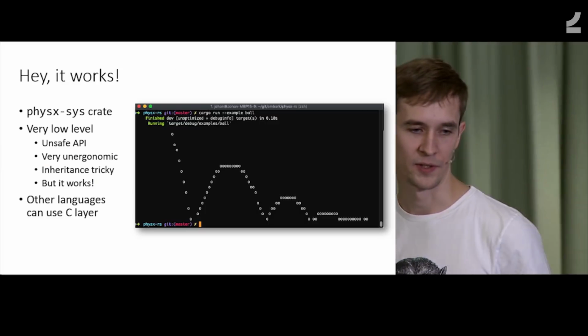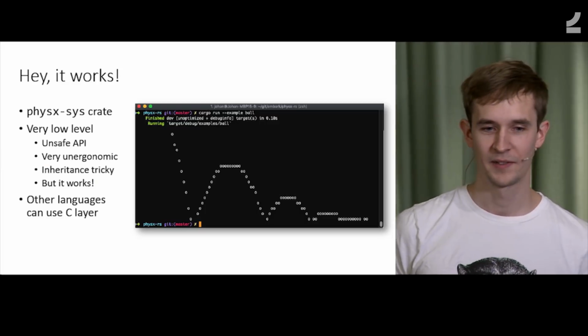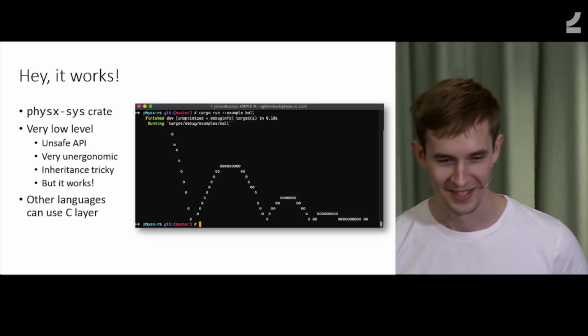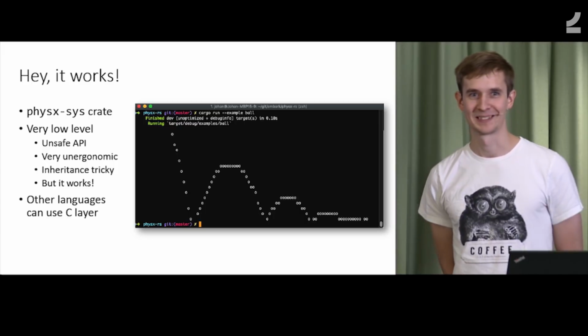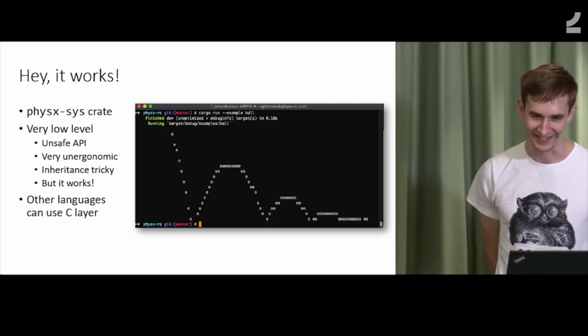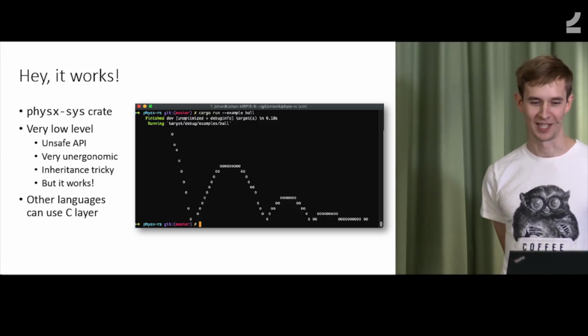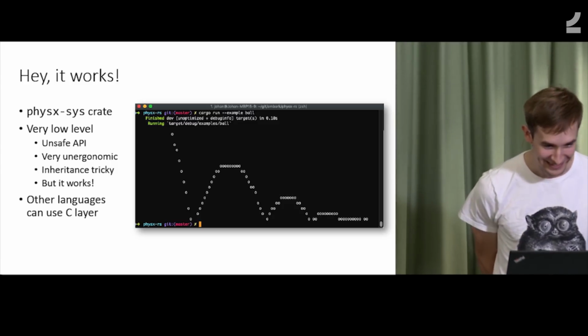So using those tricks, we managed to generate this physx-rs crate, which gives this lovely example of a bouncing ball. And you can tell that no graphics programmers were harmed in the making of this example.